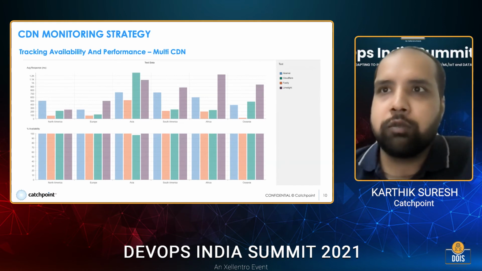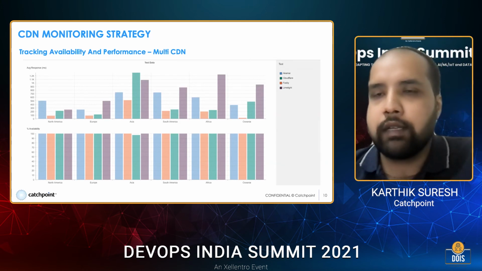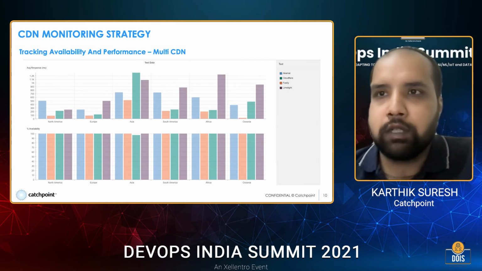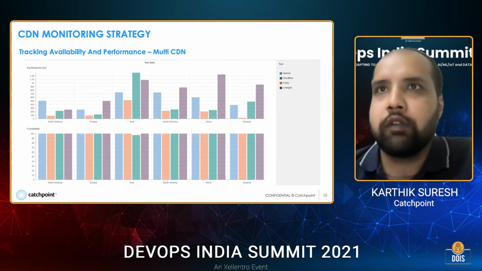Additional CDNs can also be used as a failover option if your primary CDN has any issues. So monitoring all your CDNs will provide real-time visibility into performance and availability with which we can take appropriate actions. So here in this example, we can see that for this particular test, Cloudflare is not performing as well as the rest of the CDNs.